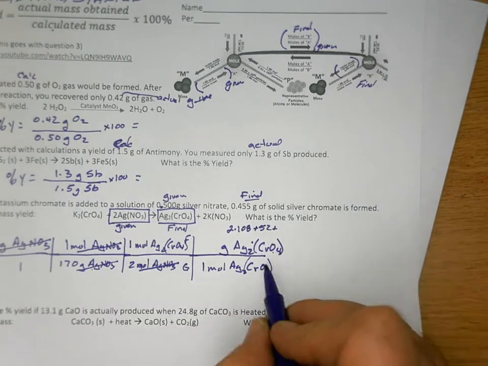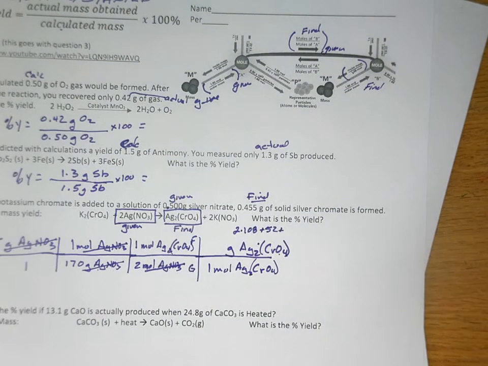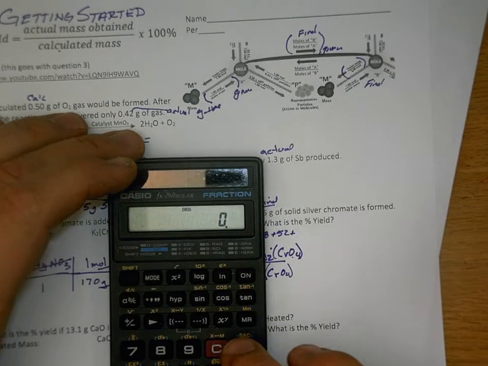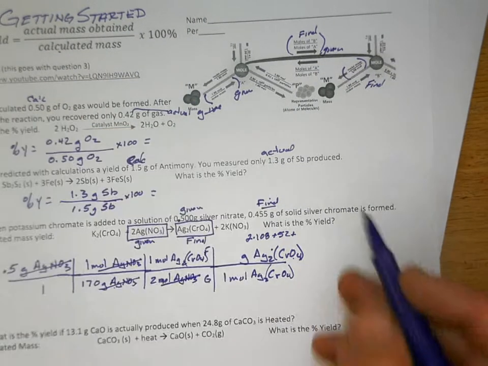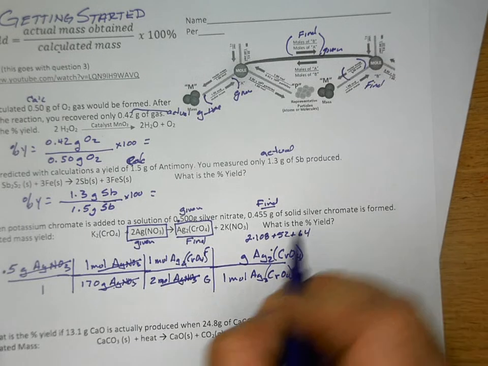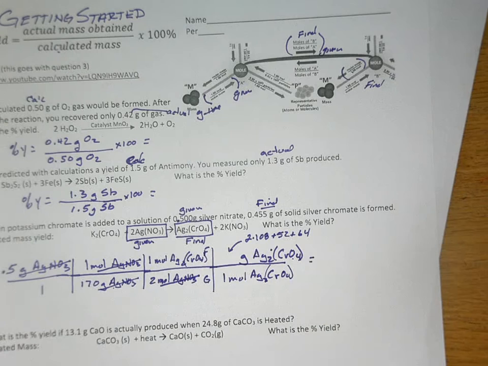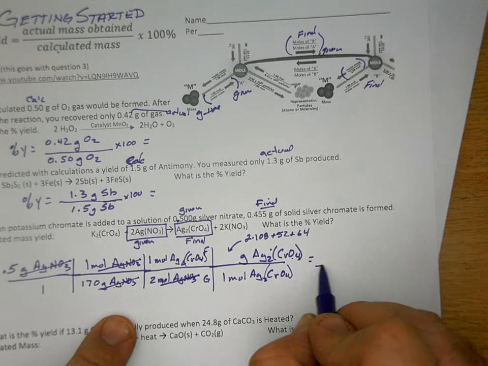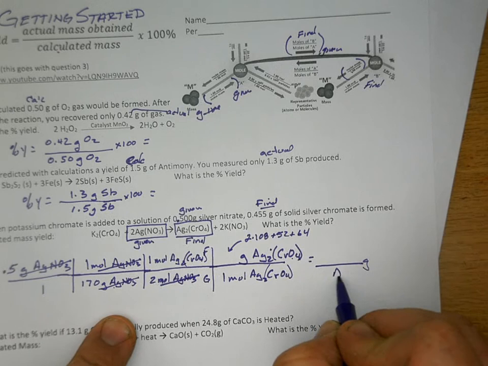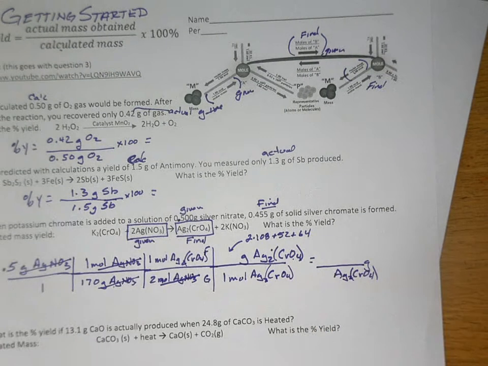And then we've got 4 oxygens. Each oxygen is 16. Let's see, 16 times 4 equals 64 grams. So you have to add that up. Put that in there. And then you will get your predicted. We will now have, this will equal so many grams of Ag2CrO4. Hopefully I didn't go off the screen up there. I didn't.